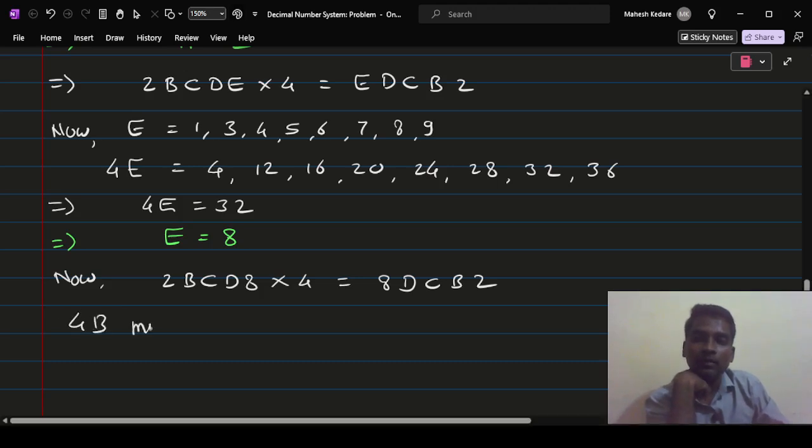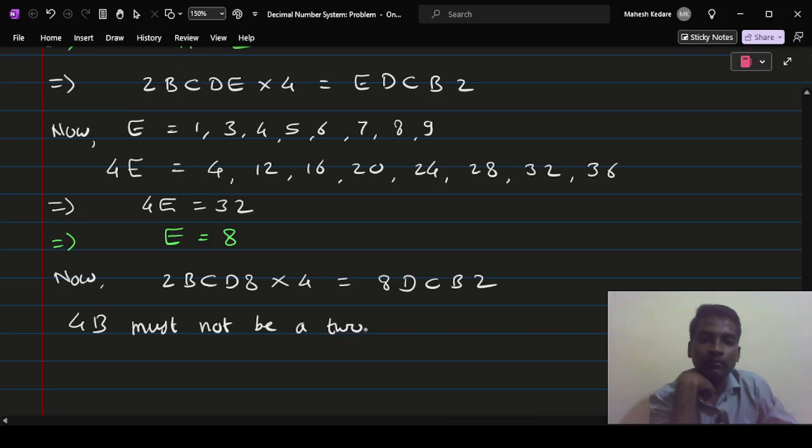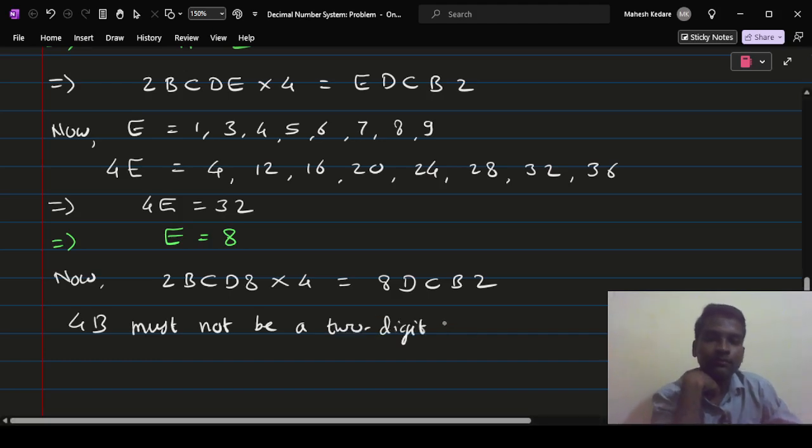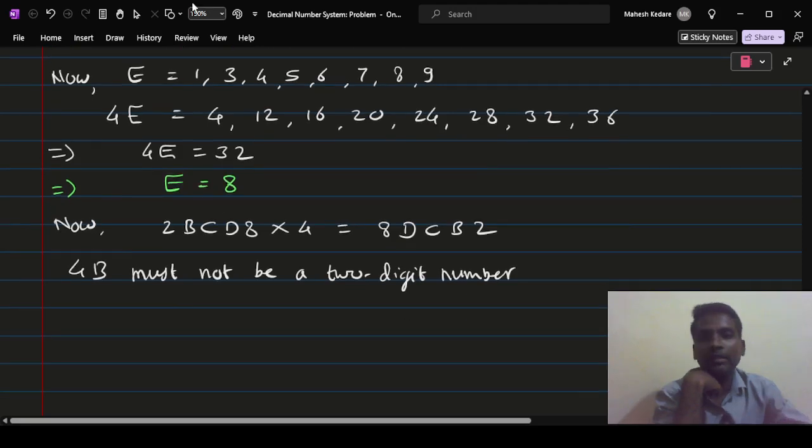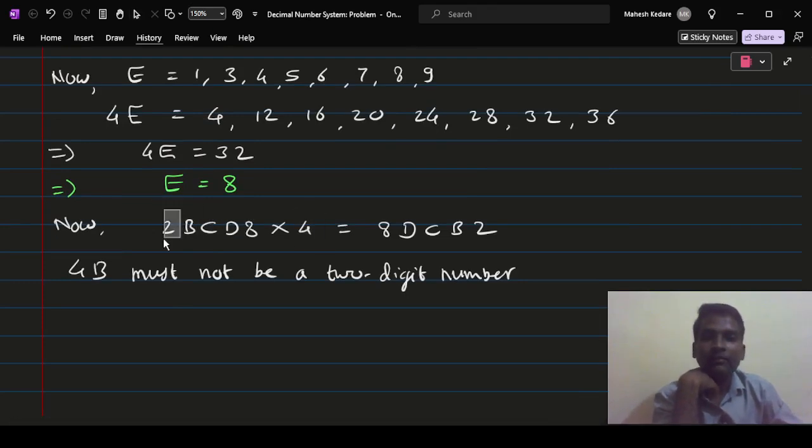4B must not be a 2-digit number. It is for this reason that if multiplying B by 4 generates a carry, it will add here in the next place, and 4 multiplied by 2 already gives us 8 in this place, which is already present in the resulting number. But if a carry is generated and that carry is added to the result of 2 multiplied by 4, that is to 8, we will not get number 8 here.